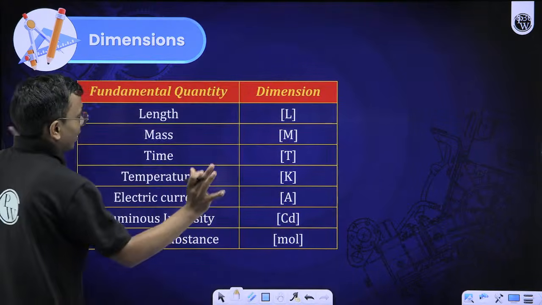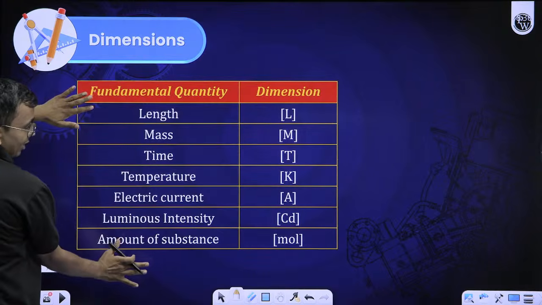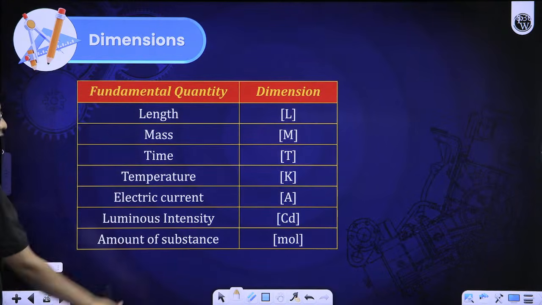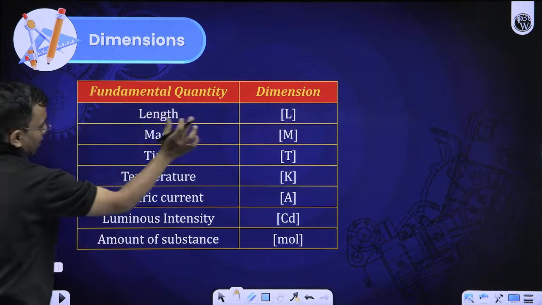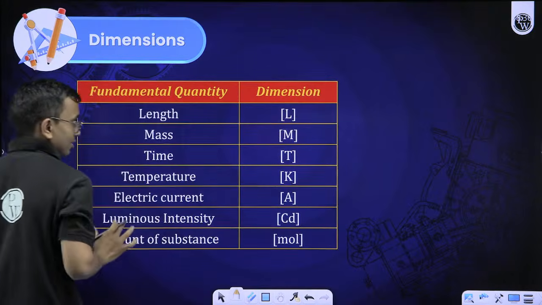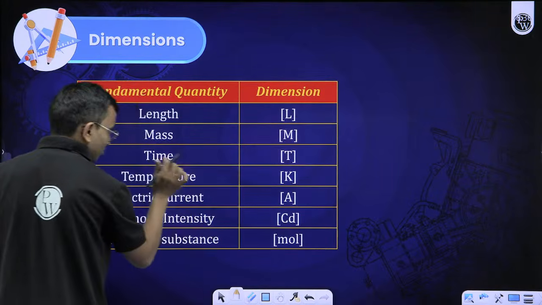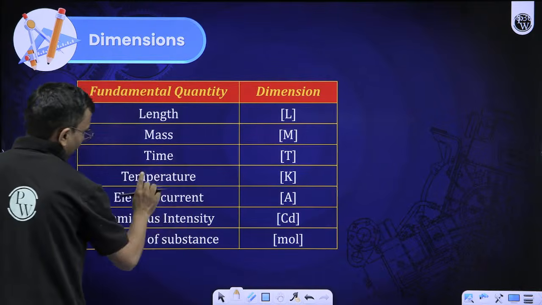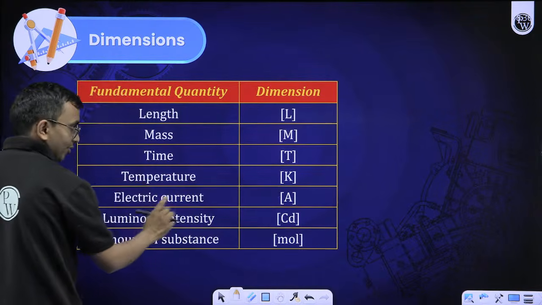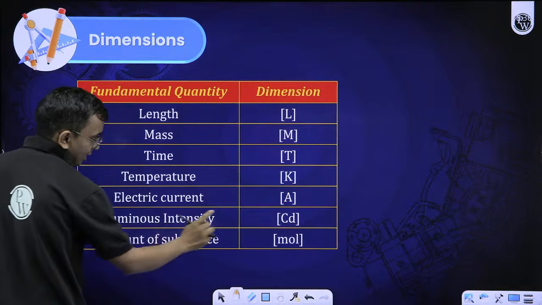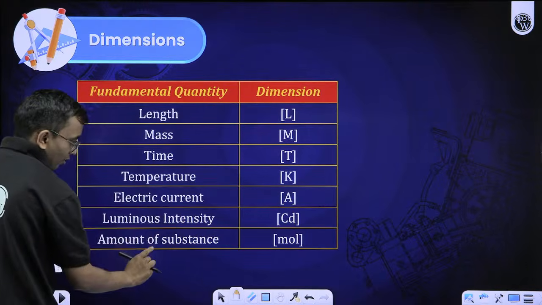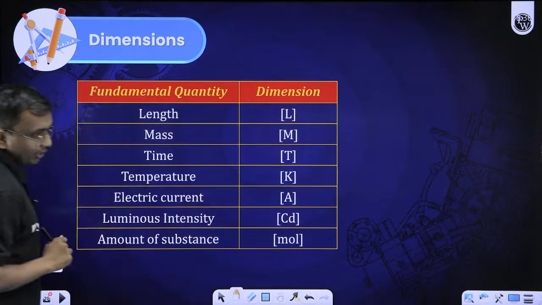Like here I am defining, the 7 fundamental quantities are there. Yes, these are my 7 fundamental quantities. For each one I am defining a dimension. For length, I will denote like this. For mass, this is the dimension. For time, capital T. For temperature, capital K. For electric current, A. For luminous intensity, candela, CD. For amount of substance, mole, like this.